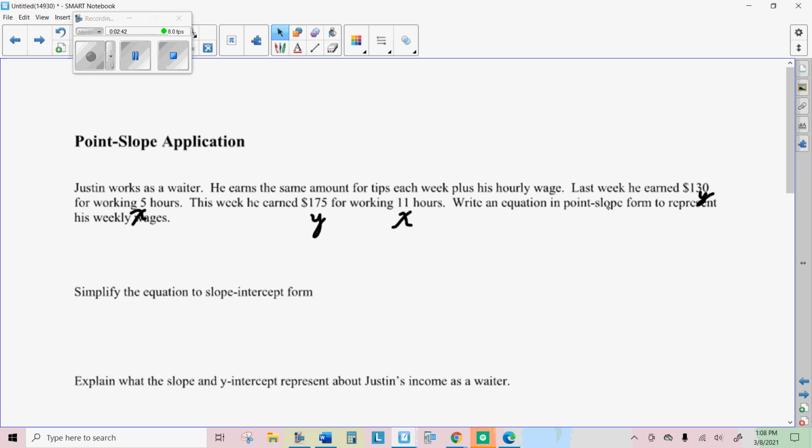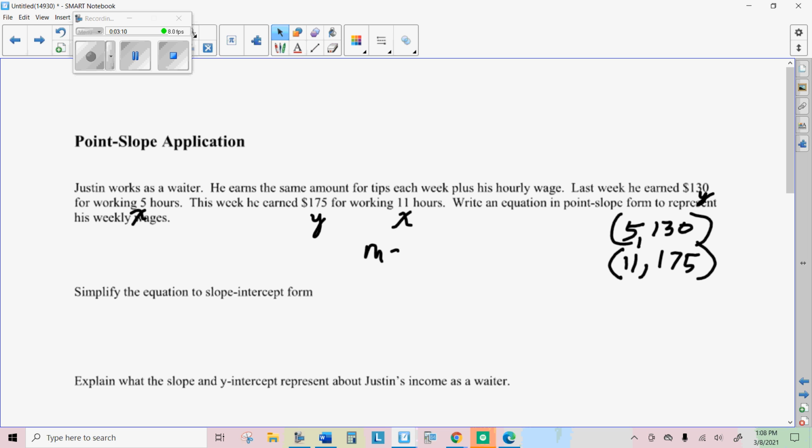So Justin gets an hourly wage plus tips. So last week he got $130 for working 5 hours. That would be 1 point. So 5 hours, $130. And then on a week that he worked 11 hours, he got $175. So there's your 2 points. Let's find the slope with those first.